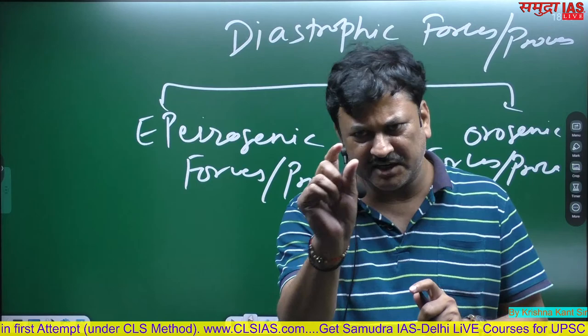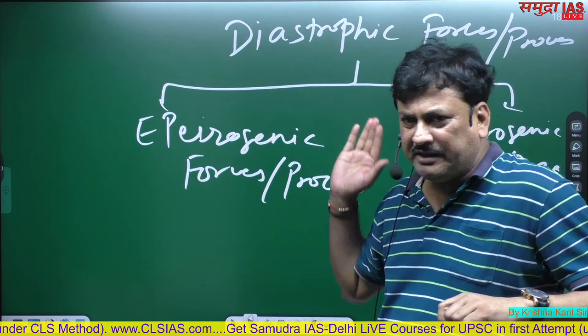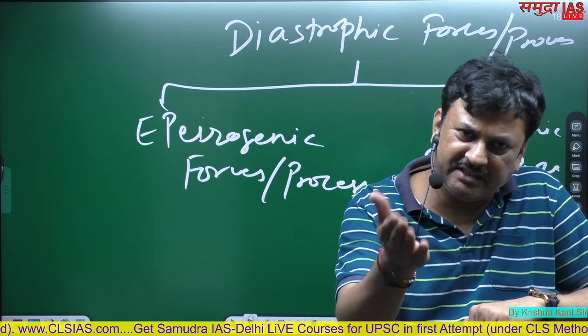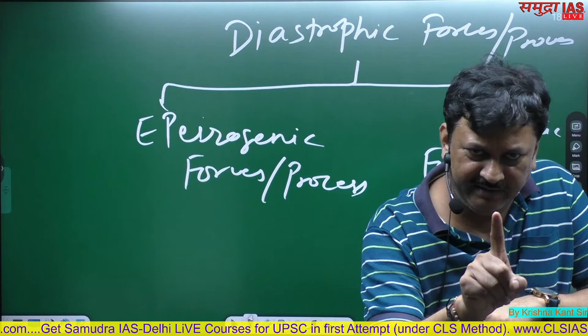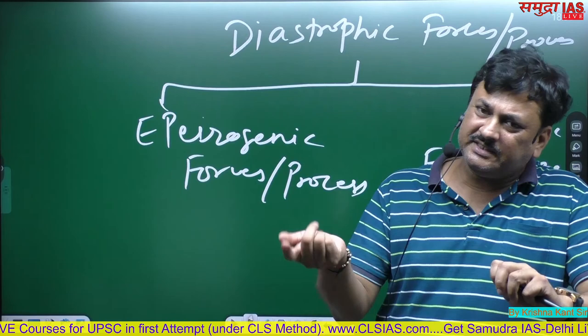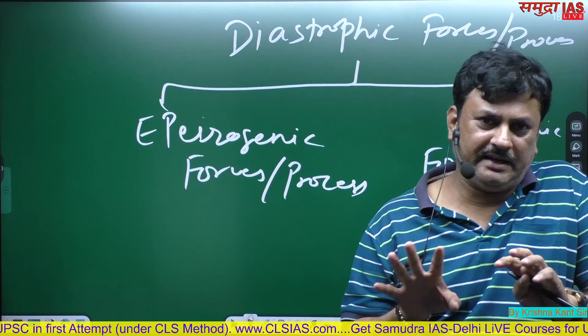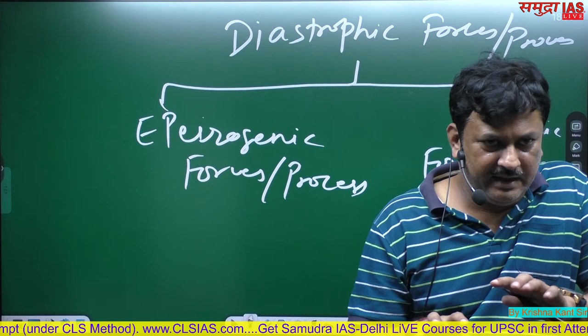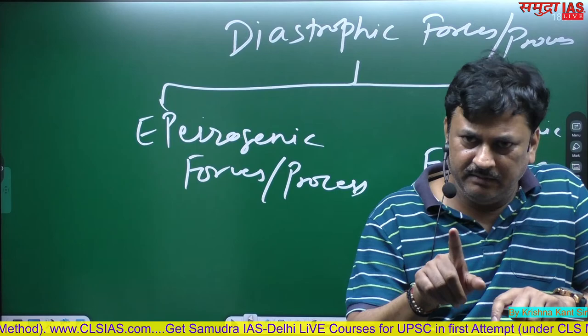Now, what are the sources of endogenetic forces? Energy coming from inside the earth. And where is the energy coming from? Radioactivity. Second is rotational and tidal frictional, and third is primordial heat. Is it clear now? And what is the source of exogenetic forces? Sun. Sun energy is responsible, and exogenetic processes involve weathering, erosion, transportation and deposition of materials.